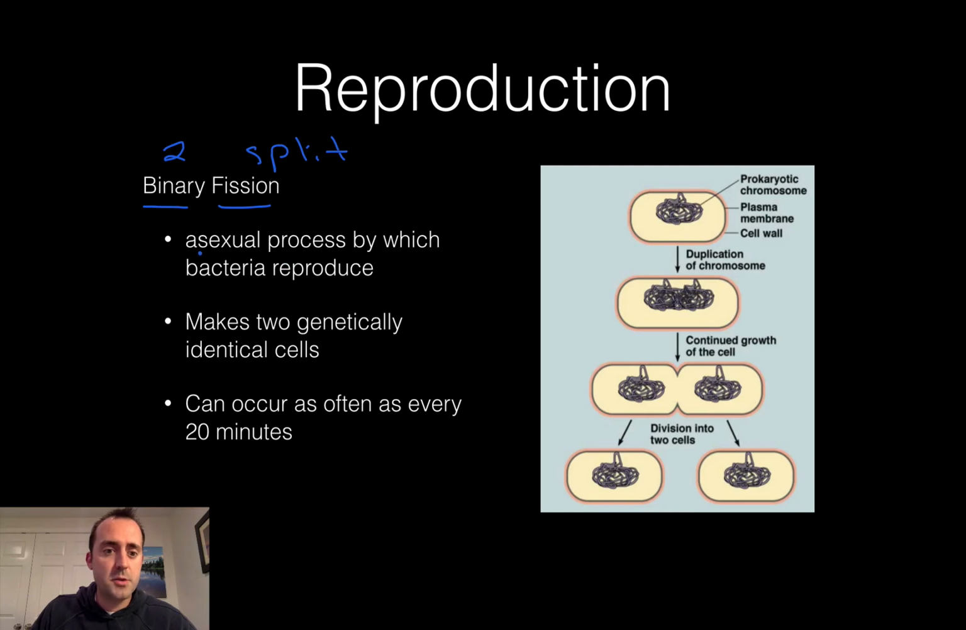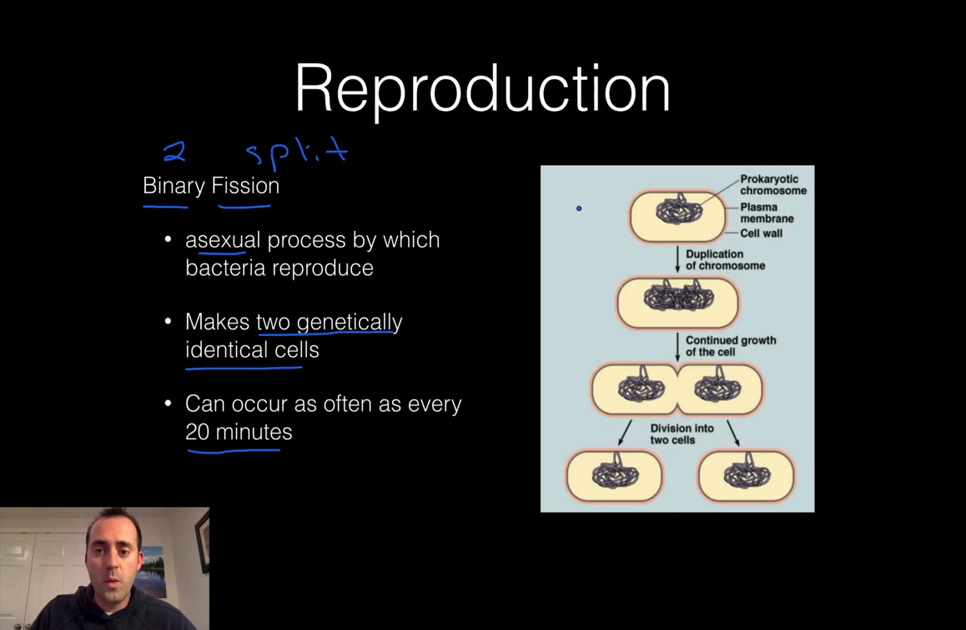So it's asexual because there's no fusion of gametes, there's no sperm cells and egg cells. Bacteria just basically replicate themselves, and that replication produces 2 genetically identical cells. As a result, because binary fission is so simple, it's very, very quick. In fact, many bacteria cells can divide or reproduce as often as every 20 minutes.